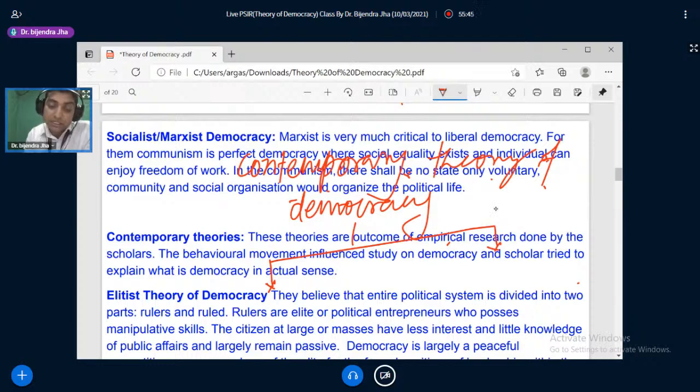One is elitist theory of democracy, and another is pluralist theory.